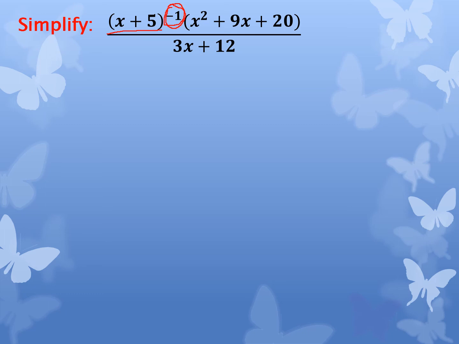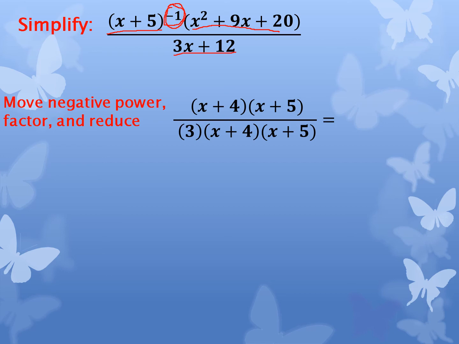Then we're also going to want to factor x squared plus 9x plus 20. So two numbers that multiply to make 20 and add to make 9. I'm thinking 5 and 4. And then we will factor this guy. Now this is a linear binomial, so we can only pull out a GCF, and that GCF will be 3. So move the negative power, factor, and reduce, which is what we just did.